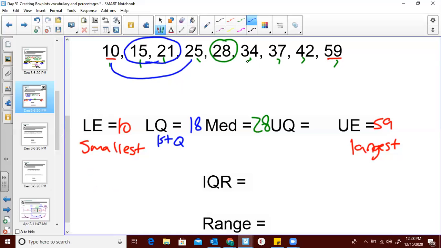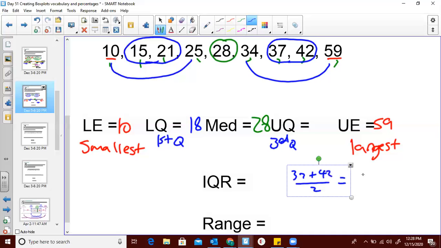All right, so we do the same thing for our upper quartile, which is also known as our third quartile. And what we have is 37 plus 42 over 2, which would be 79 divided by 2, which will actually be 39.5. All right, so our upper quartile is 39.5.